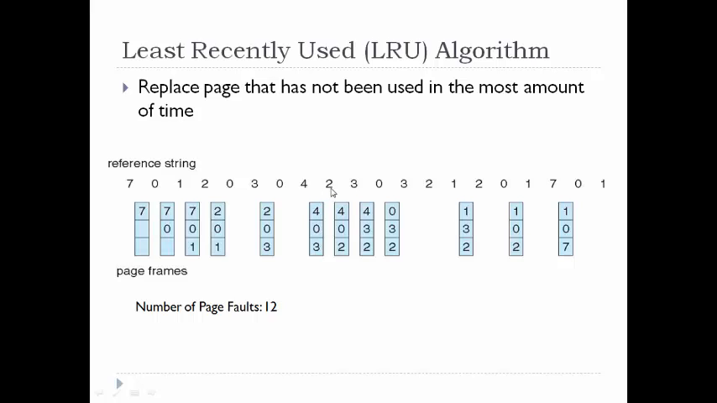Again the next value to be inserted is 2, and check in reverse we have 4, 0, 3. So the least recently used is 3. So insert 2 in the place of 3.